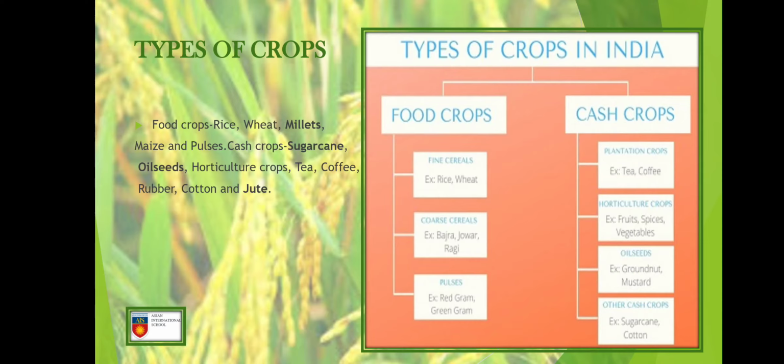In the chart given, you can see the different types of crops, food crops and cash crops. Under food crops, you have fine cereals, coarse cereals, pulses. And in the category of cash crops, we have plantation crops, horticultural crops, oilseeds, and other cash crops.